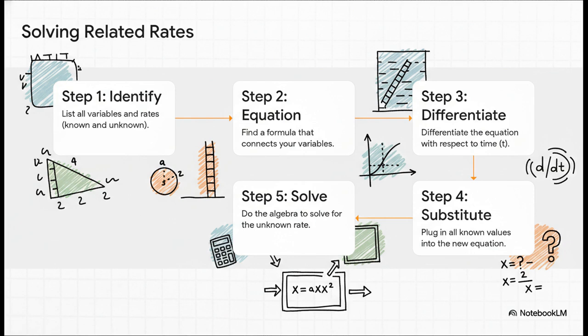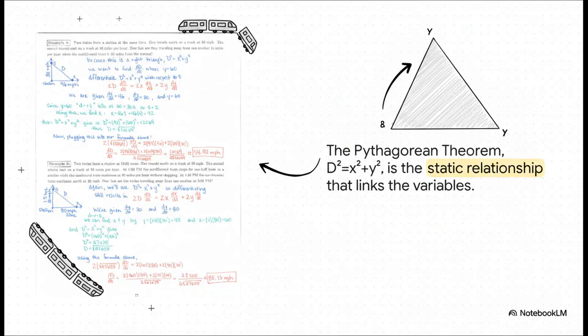Third, and this is the key calculus step, you differentiate everything with respect to time. Fourth, now you can plug in all the numbers you know. And fifth, just solve for the one thing you're looking for. Simple as that. So let's take a closer look at step 2 with a classic example.